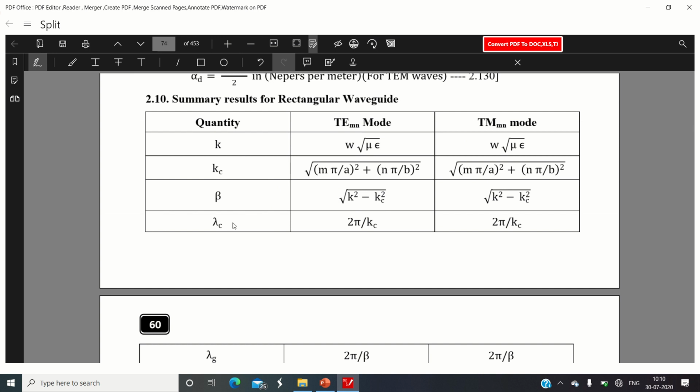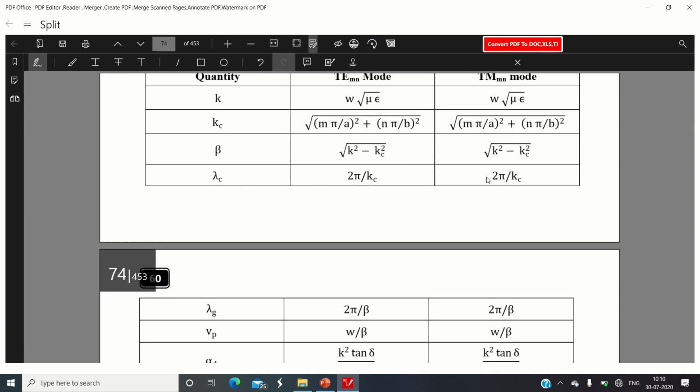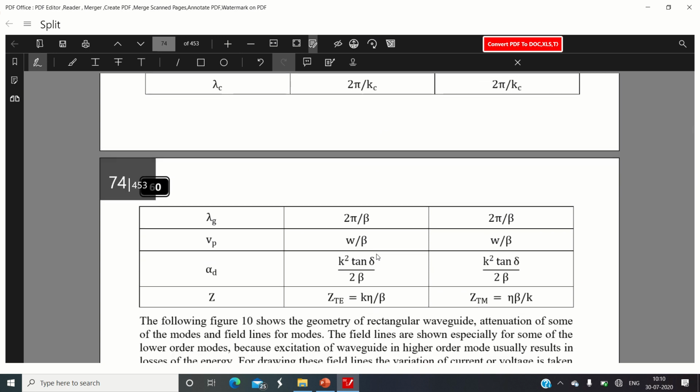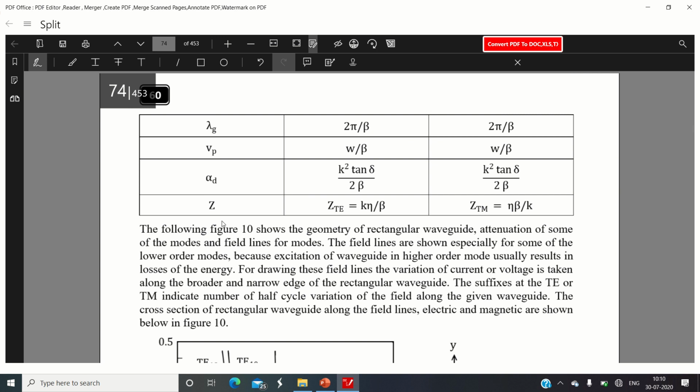The cutoff wavelength is given by the fourth equation, and then the guide wavelength. The guide wavelength depends on the material with which the rectangular waveguide is constructed. The phase velocity, the velocity with which the signal propagates in the given waveguide, is given by this equation. Finally, the important factor is the wave impedance, which is given by this particular equation.